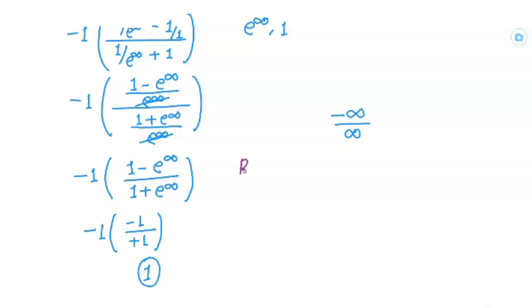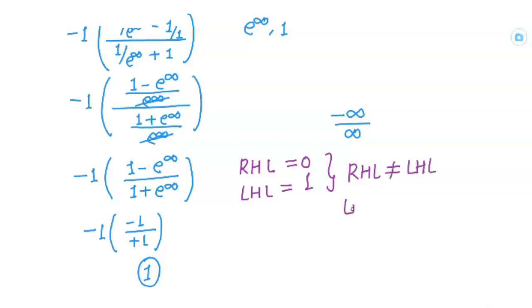Earlier we found RHL equals 0, and here LHL equals 1. We can say RHL is not equal to LHL. So the limit as x tends to 0 does not exist. Thank you, students.